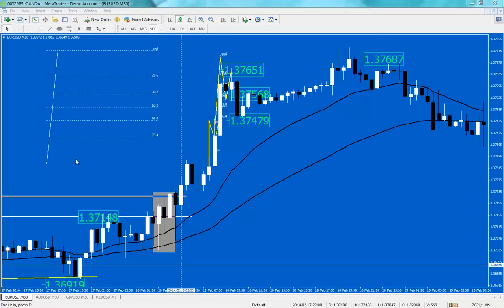Now I'm going to come back to this, but I drew this in the direction of the trend, and I want you to notice that the first number it comes back to is 23.6, then 38.2, then 50%, then 61.8, and then 76.4. So always from left to right, always in the direction of the trend.